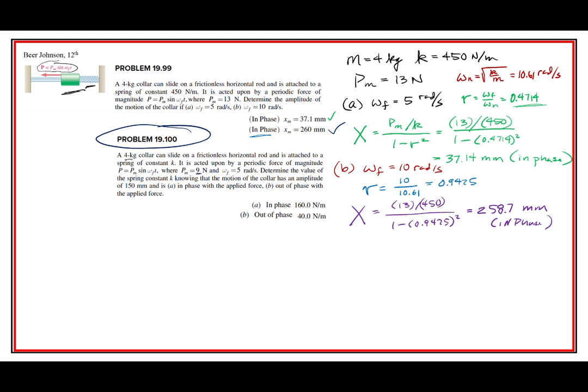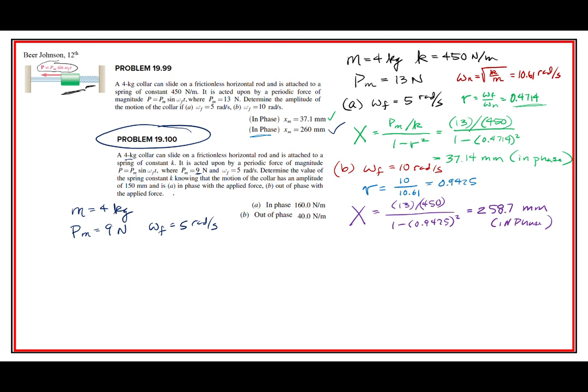So we have this 4 kilograms, and we have a different magnitude here. So M is equal to 4 kilograms. P_M is now equal to 9 newtons. Omega F is equal to 5 radians per second.